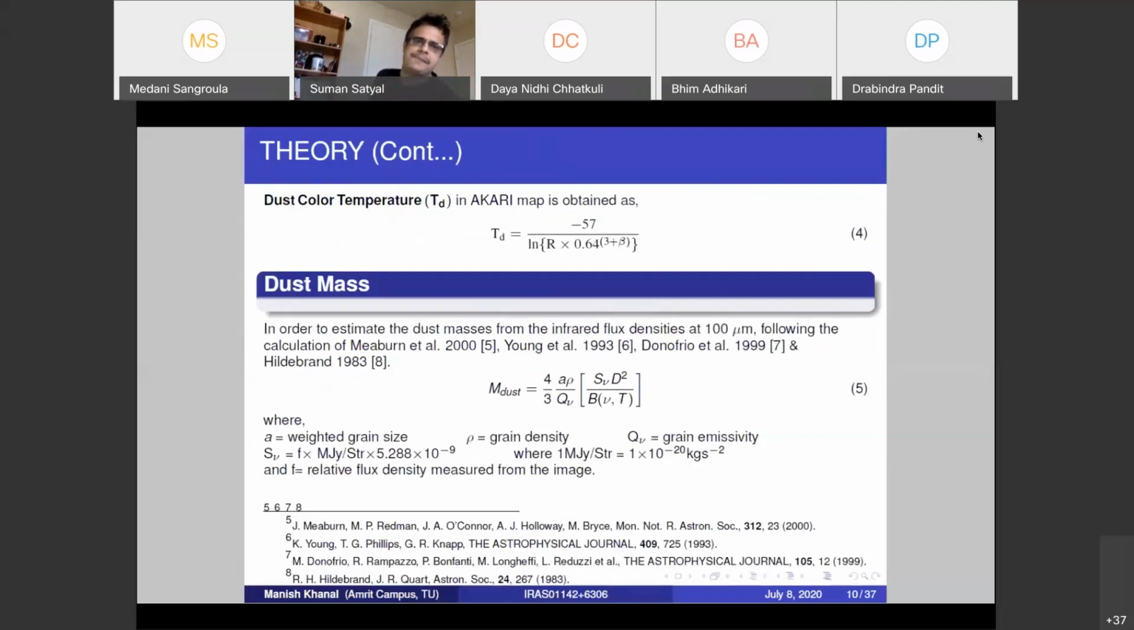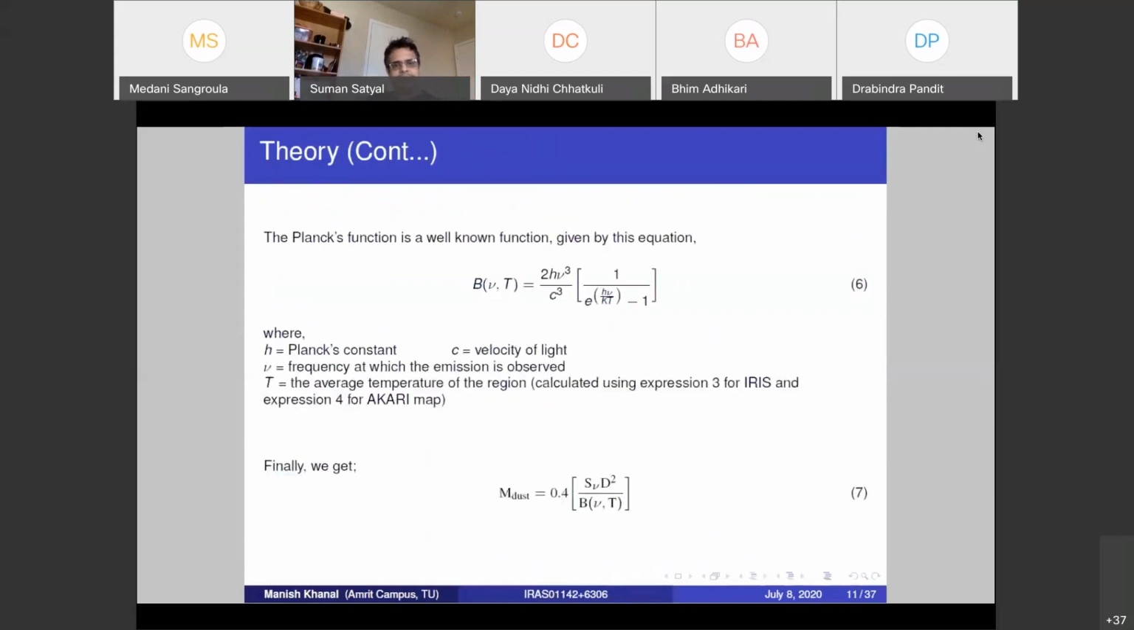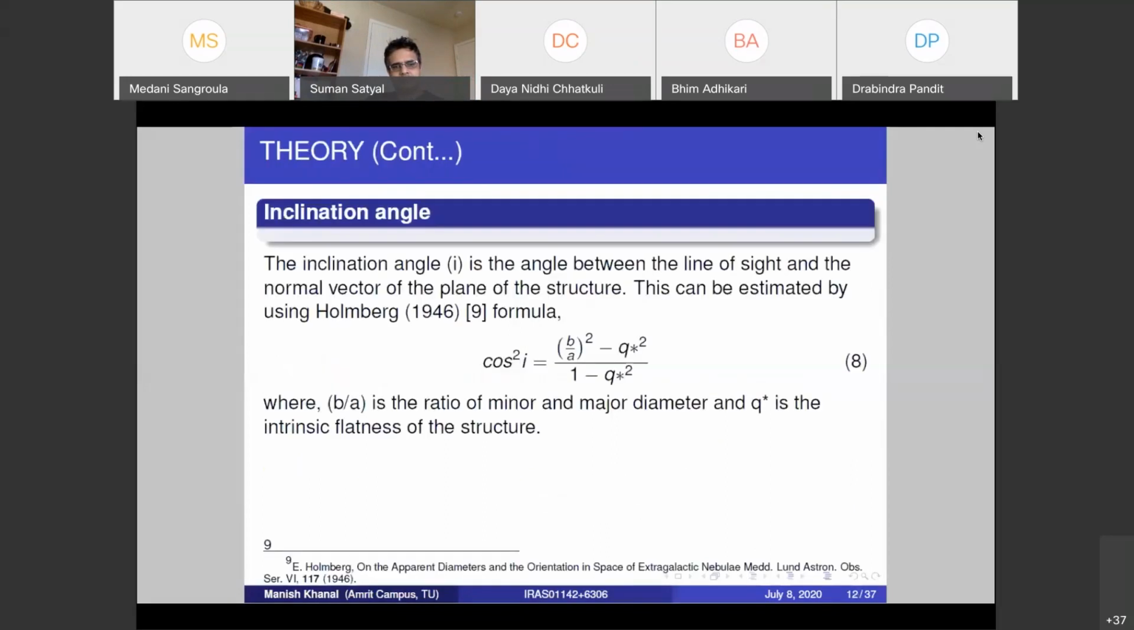For calculation of dust mass, we use expression 7. Then we have Planck's function, which helps to measure the intensity of radiation emitted by dust. We use expression 6 to calculate the intensity of radiation. Also, for calculation of inclination angle, we use expression 8. Here Q is the intrinsic flatness of the structure and it depends on the amount of molecular hydrogen and dust. The value of Q used here was 0.3.